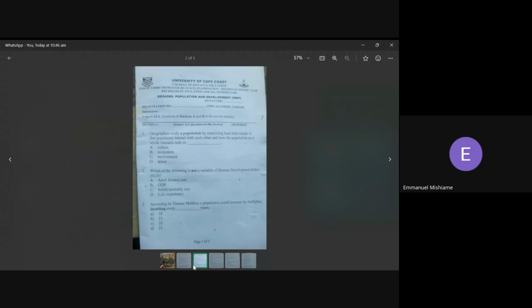Your hand was up first. GDP. Madam Cindy. C is infant mortality rate. Okay. It's A. The answer is A, adult literacy rate. We don't have that one. That one is not part. Really? Yes. Adult literacy rate?